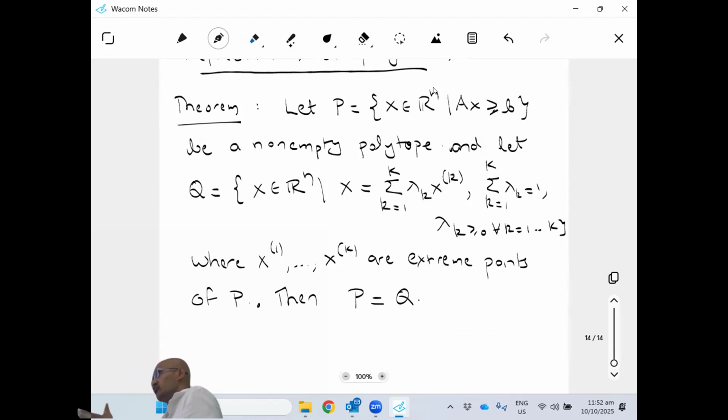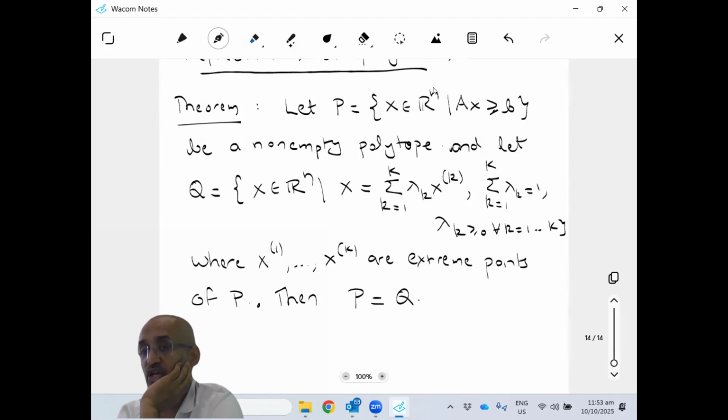Because it's non-empty and because it's a polytope, we already know that there will be extreme points for this set. Let's say I enumerate all the extreme points. There are only a finite number of them, x1 up to xk. I take the set P, I write down all the extreme points. We have shown that every non-empty polytope has to have an extreme point. Take any point which is given as a convex combination of the extreme points. The claim is that these two sets are the same.